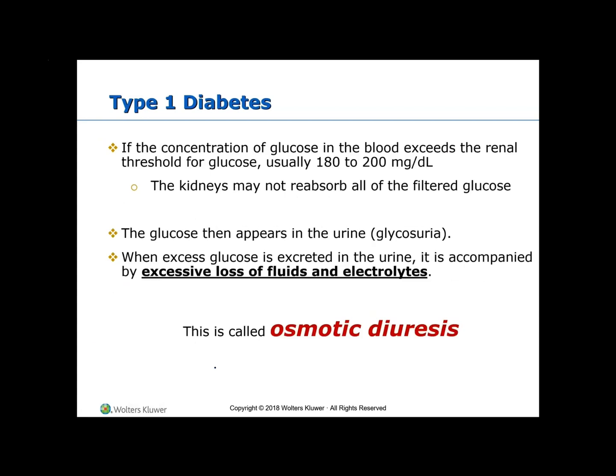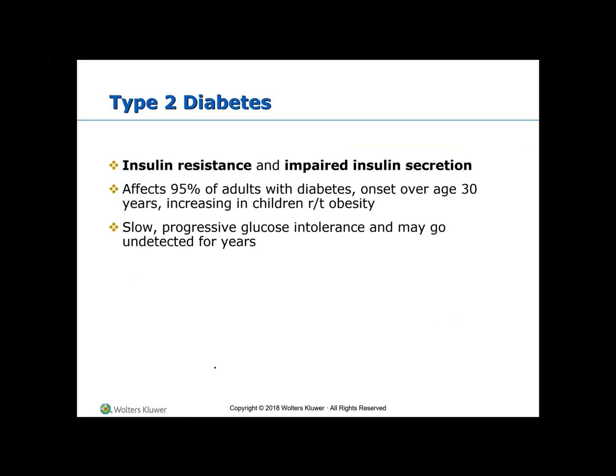If the concentration of glucose in the body exceeds the renal threshold of glucose, usually 180 to 200 milligrams per deciliter, the kidneys may not reabsorb all the filtered glucose. So when glucose appears in the urine, it's glycosuria, and that's where the excess glucose is secreted and actually pulls with it excessive loss of fluids and electrolytes. This is called osmotic diuresis. So that's going to be your polyuria, right?